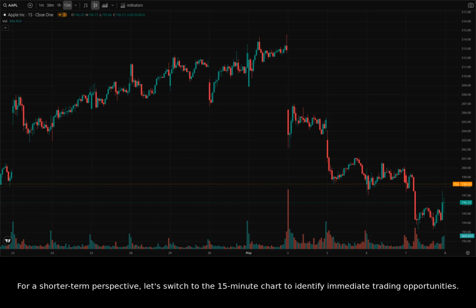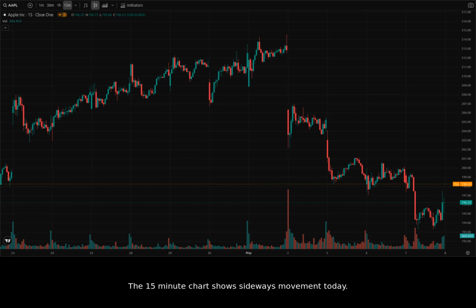For a shorter-term perspective, let's switch to the 15-minute chart to identify immediate trading opportunities. The 15-minute chart shows sideways movement today. The price hasn't moved dramatically in either direction. There's been very little significant volume today on the 15-minute chart.